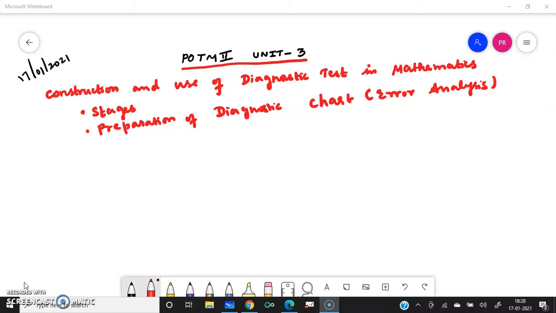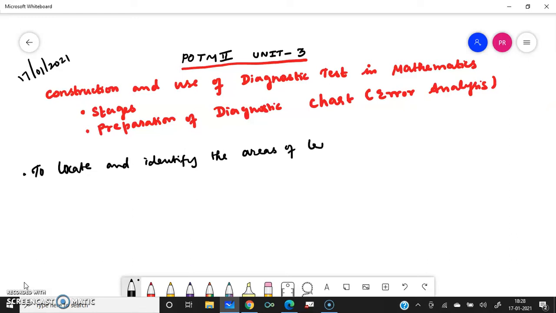So I'll write it down here. What it is: to locate and identify the areas of learning difficulties. That is known as diagnostic testing.